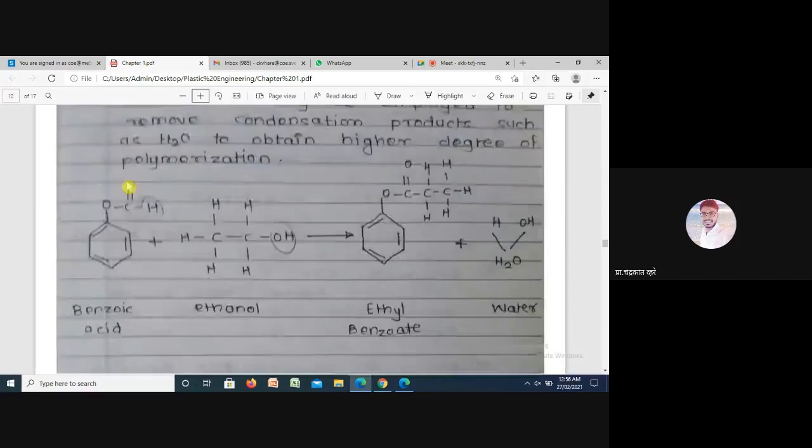In chemistry also you have studied this. Here also, we are just combining benzoic acid with ethanol. For condensation polymer, you have to remember two words: benzoic acid and ethanol. If anybody asks you what is condensation polymer, just remember these two words: benzoic acid and ethanol. We are just combining benzoic acid with ethanol to get the output product. So that's it, this is the process.